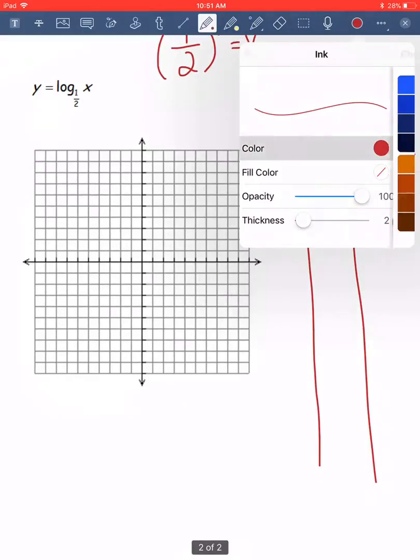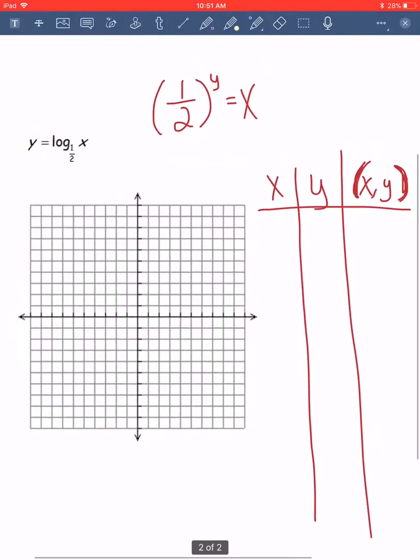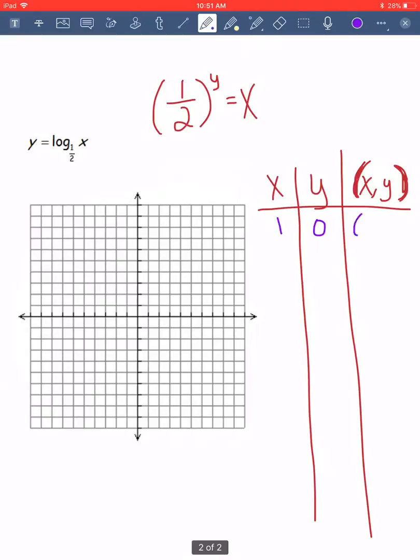So let's see here. Let's plug in 0, because anything to the 0 power is 1. So I have a point at 1, 0. Okay, let's plug in positive 1. So 1/2 to the positive first power is 1/2. So I have a point at 1/2, 1. Let's plug in 2. So 1/2 to the second power is 1/4. So I have a point at 1/4, 2.